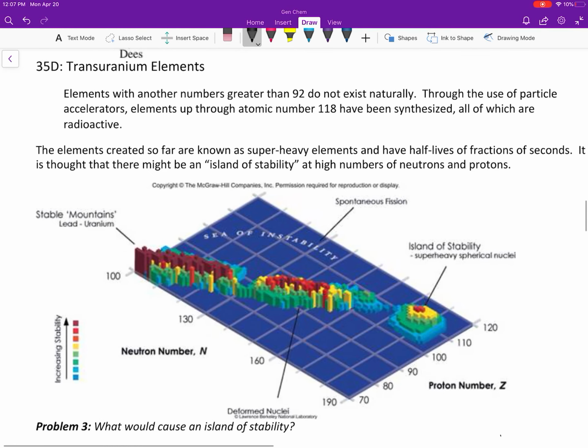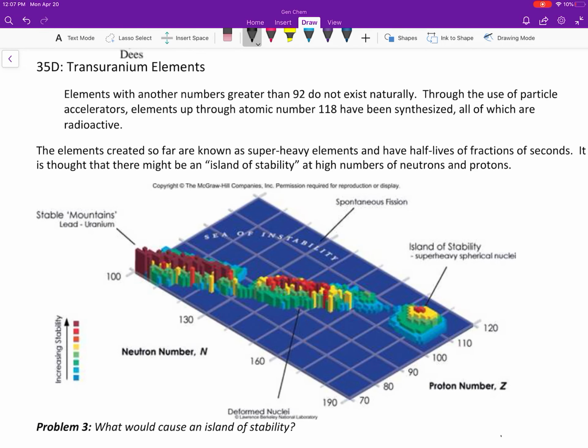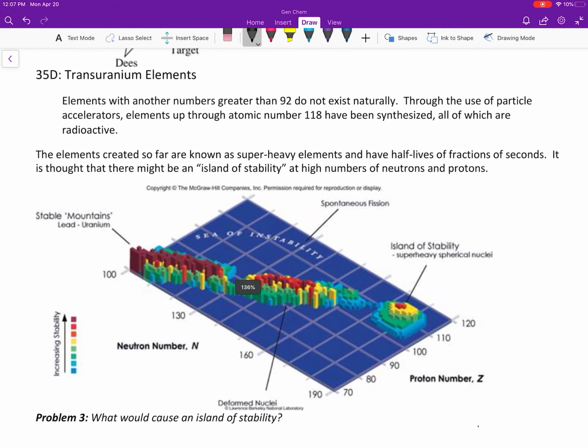Now, we're going to talk a little bit about transuranium elements. So, let me zoom out. Elements with numbers greater than 92, so uranium, do not exist naturally. So I hope you knew that before today. If not, now you know.